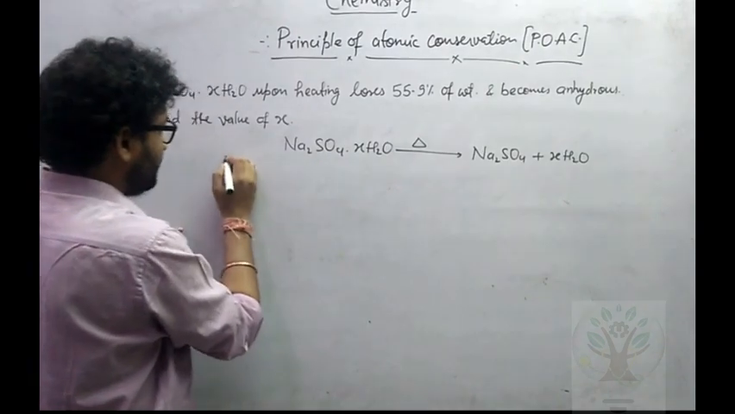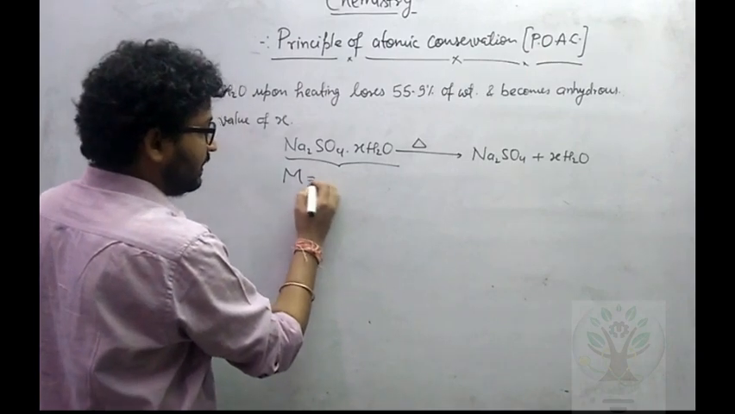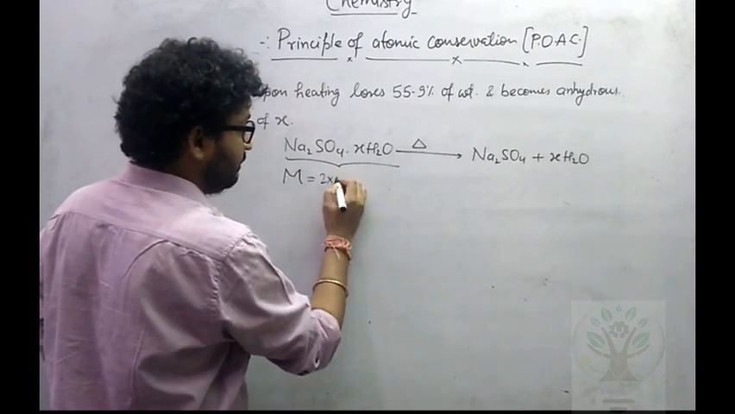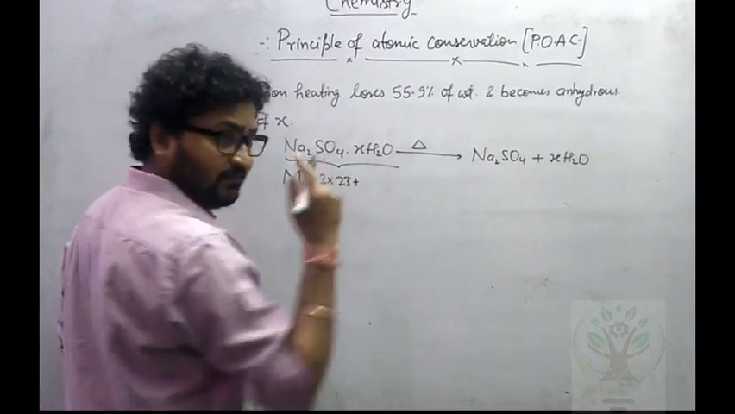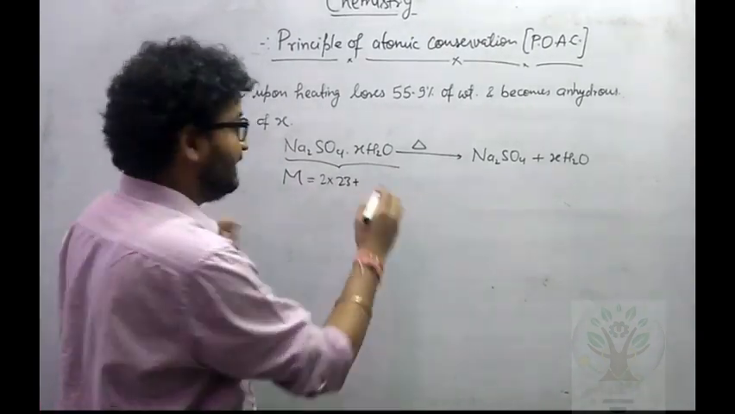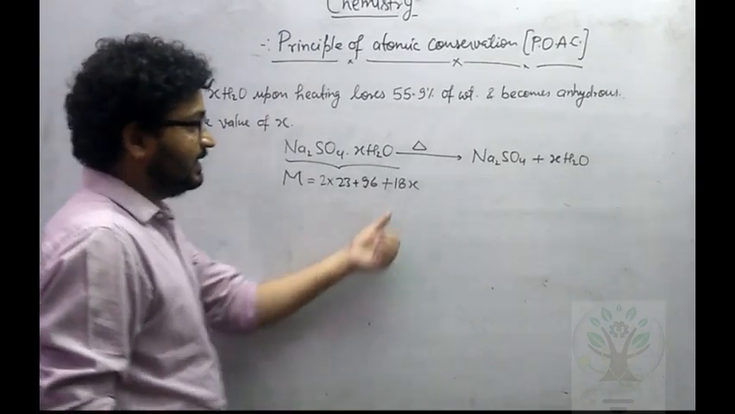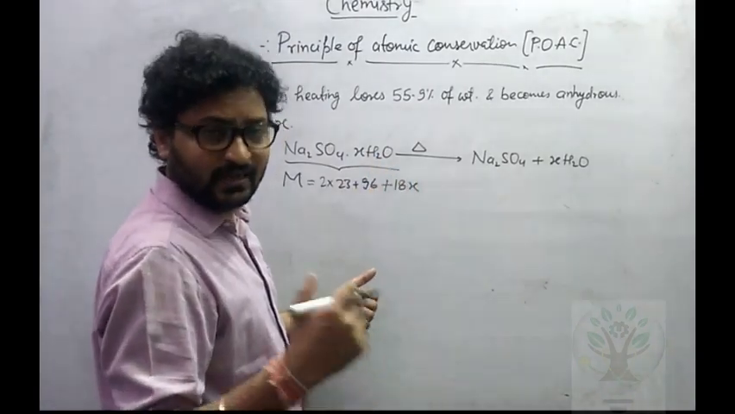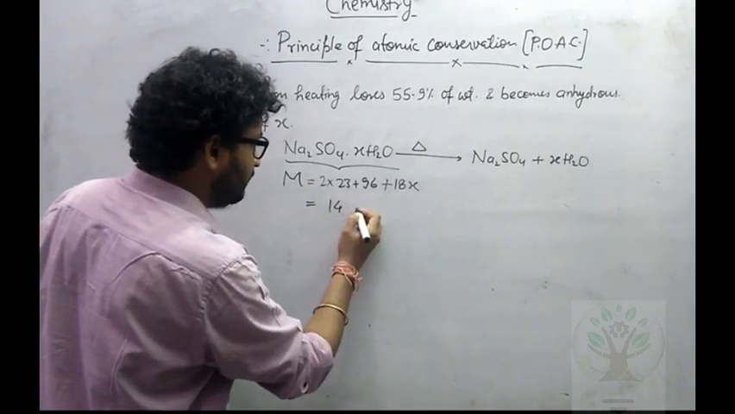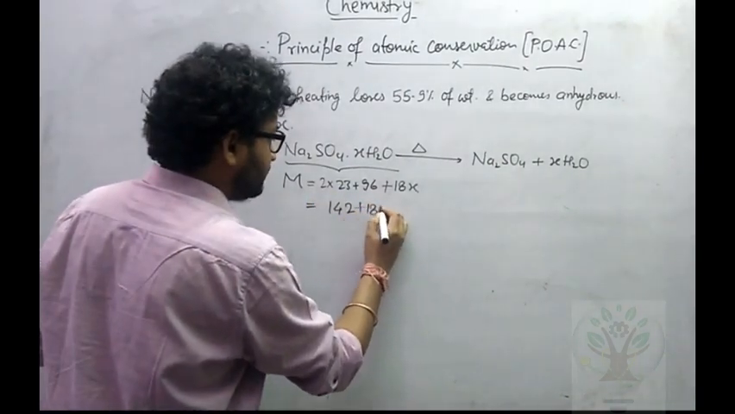Can you tell me the molecular mass of this Na2SO4.XH2O? So its molecular mass will be: there are 2 sodium, so 2 into 23, plus you have 1 sulfur, 32, and 4 oxygen, 64. So 32 and 64 will be 96. Means Na2SO4 is 96 plus 18x. Why 18x? Because a water molecule has molecular mass 18. There are x water molecules, so 18x. So it is coming as 46 plus 96, that is 142, plus 18x.